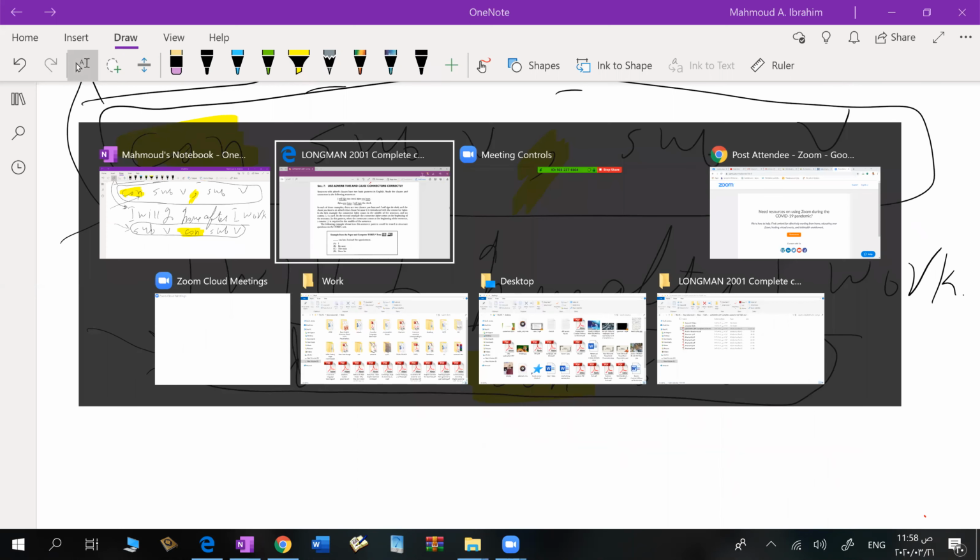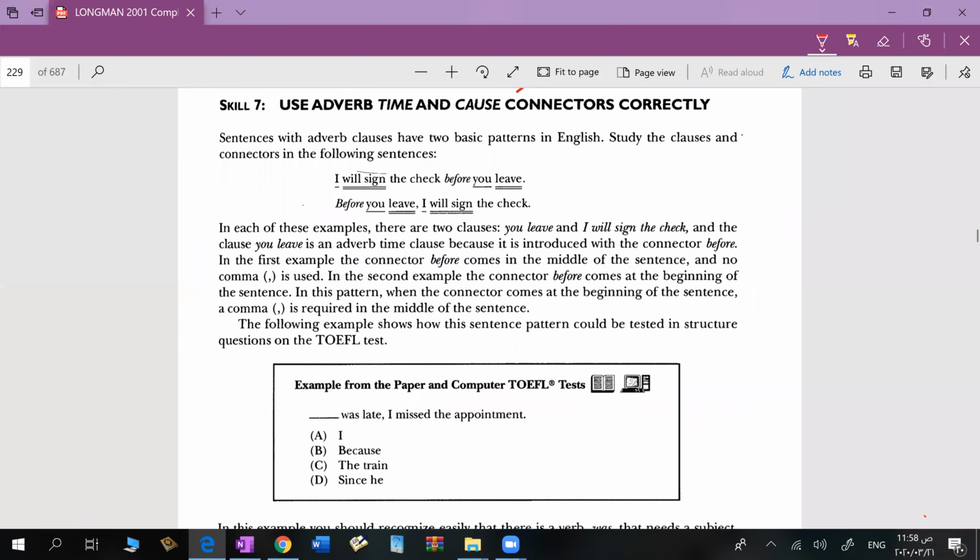Okay? Look here, for example, I will sign the check before you leave. Here the connector comes in the middle, so no need for a comma. Subject, verb, connector, subject, verb. And in the other one, before you leave, comma, I will sign the check. Connector, subject, verb, comma, subject, verb. Here.